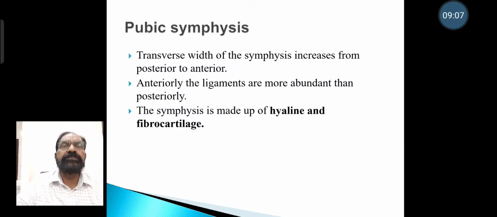Pubic symphysis. Transverse width of the symphysis increases from posterior to anterior. Anteriorly, the ligaments are more abundant than posteriorly. Symphysis is made up of hyaline and fibrocartilage.